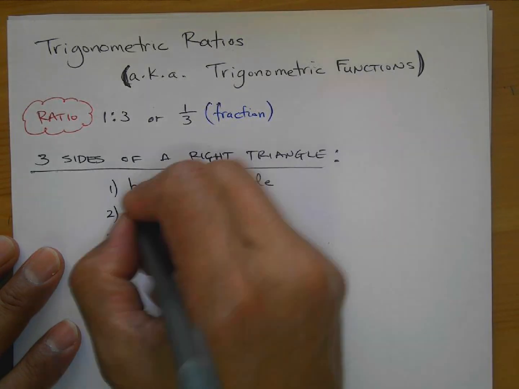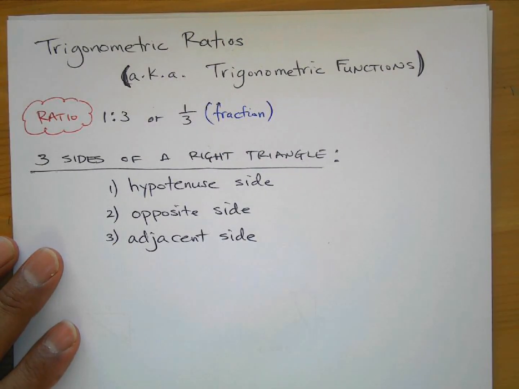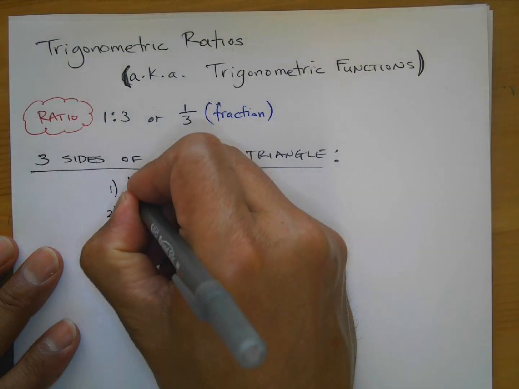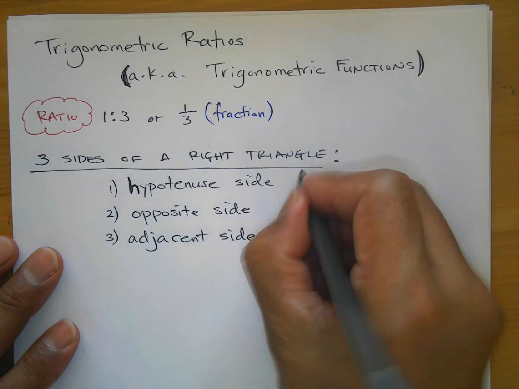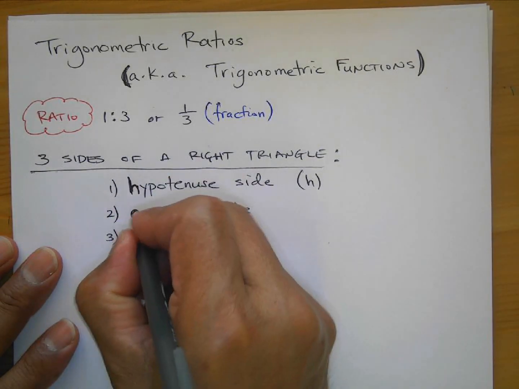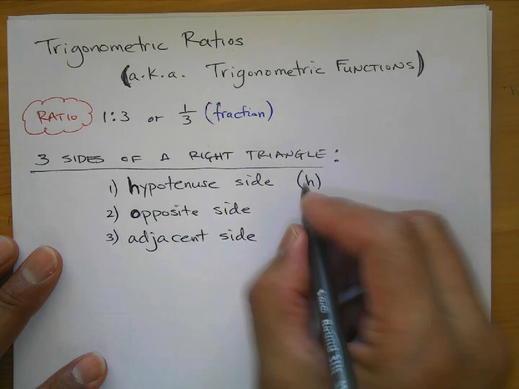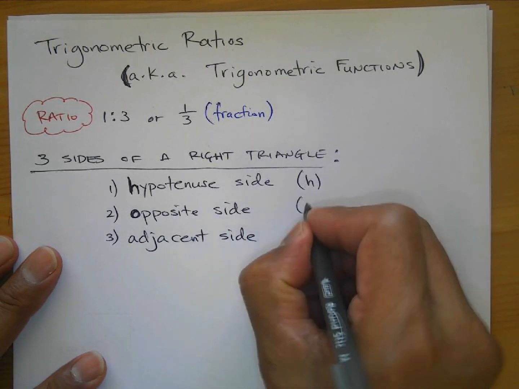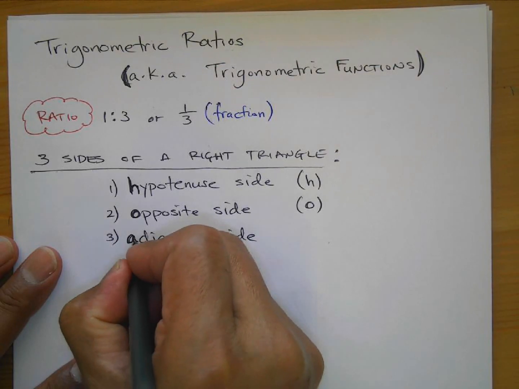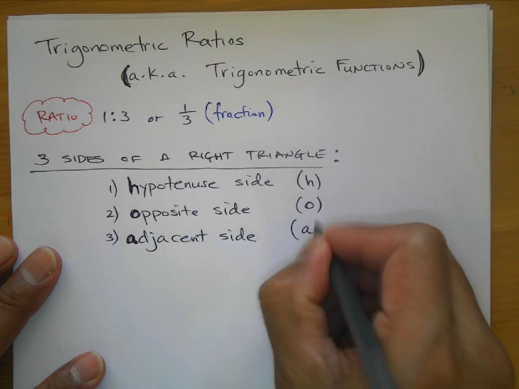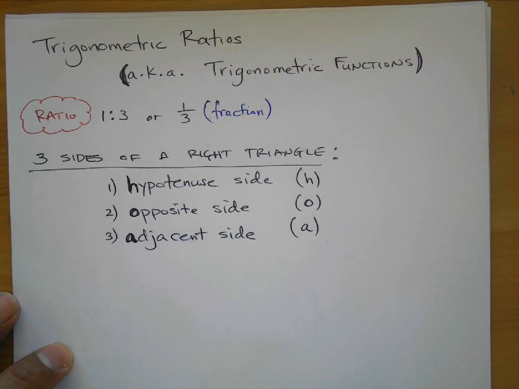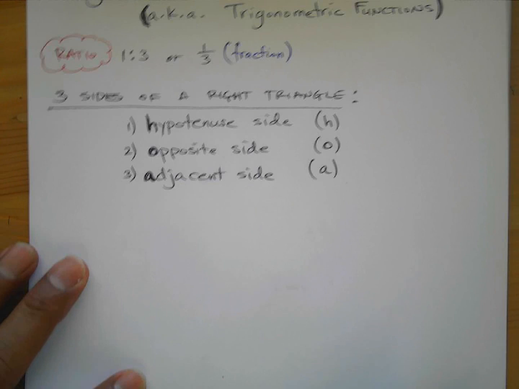And we're just going to be using, again, like we did for 30, 60, 90 and 45, 45, 90, the letter H for the hypotenuse side, because it starts with the letter H. The opposite side, instead of writing opposite, we're just going to use the letter O. And the adjacent side will be just the letter A. Okay, so again, we've done this, but let's just review again real quickly.